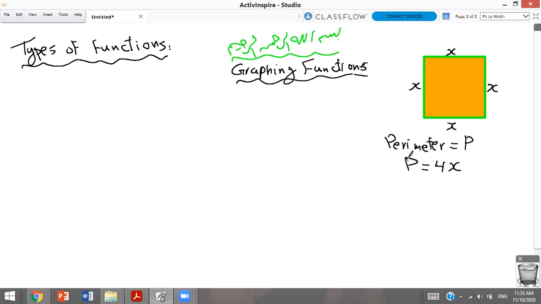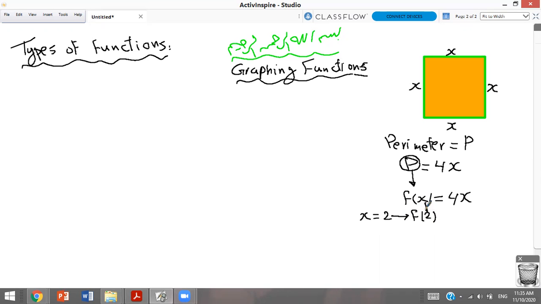Okay. Then I replace this perimeter. It's a function because it's the relation between the side and the perimeter. Then we replace P by what? f of x. Okay, this is function of x equals what? 4x. Then if our side, x equals 2, suppose that our side is 2 centimeters. What about the perimeter?